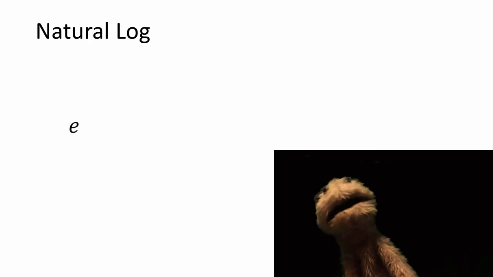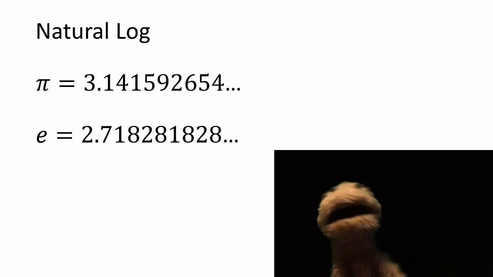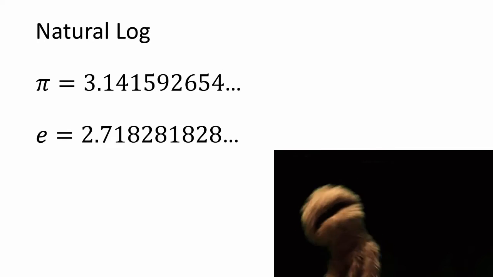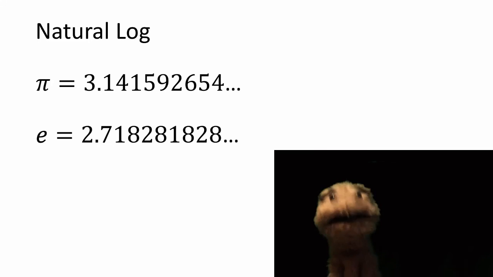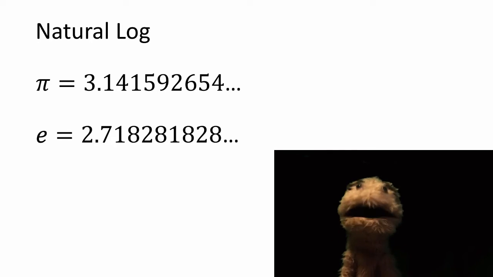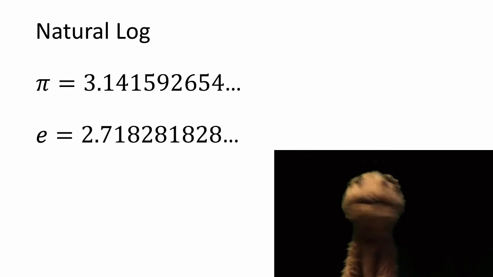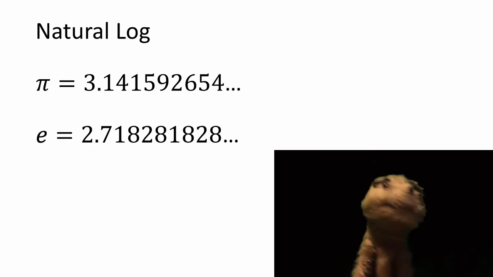What is e, you ask? Well, don't get too scared, because e is just another constant, just like pi. You know how pi is 3.14159 or whatever the heck it is? Well, e is just 2.718281828. So don't get scared when you see the natural log, it's just another logarithm.